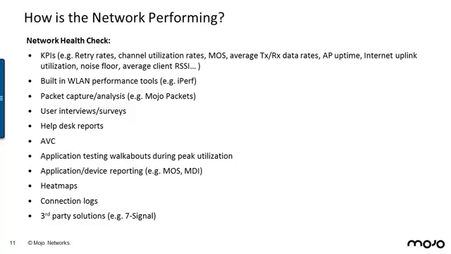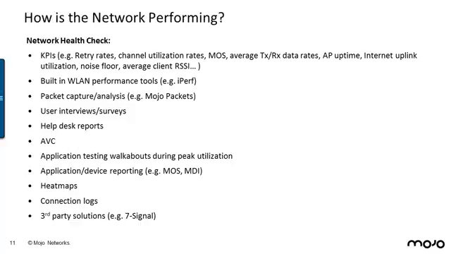And so, as far as how the network's performing, you're going to want to keep a close eye on key performance indicators to get the health of the network. For instance, retry rates, channel utilization rates, MOS or mean opinion score for voice, average TX, RX data rates, AP uptime, internet uplink utilization. I put that in there because obviously that's not a wireless LAN key performance indicator, because internet uplink is internet, not your wireless LAN.